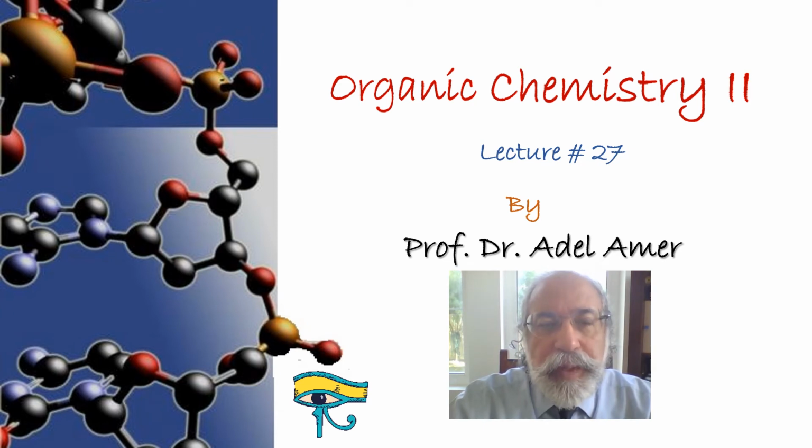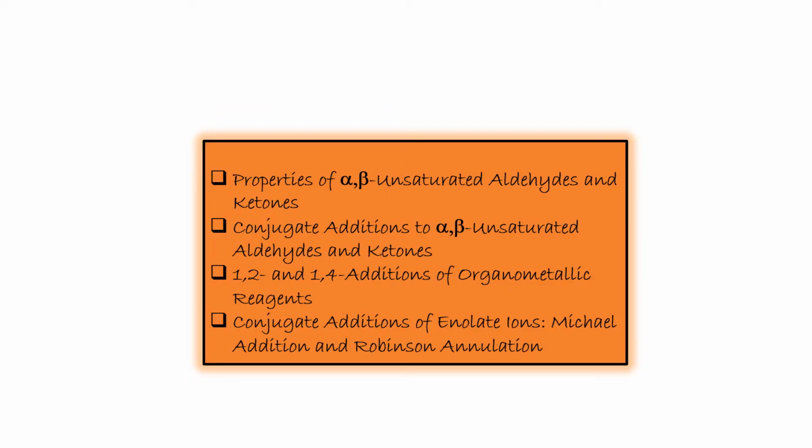Hello everyone. Welcome to lecture 27, Organic Chemistry 2. In today's lecture, we will cover the chemistry of alpha, beta unsaturated aldehydes and ketones. Properties of alpha, beta unsaturated aldehydes and ketones. Conjugate addition of alpha, beta unsaturated aldehydes and ketones. 1,2 and 1,4 additions of organometallic reagents. And finally, the conjugate addition of enolate ions, Michael addition, and Robinson annulation.